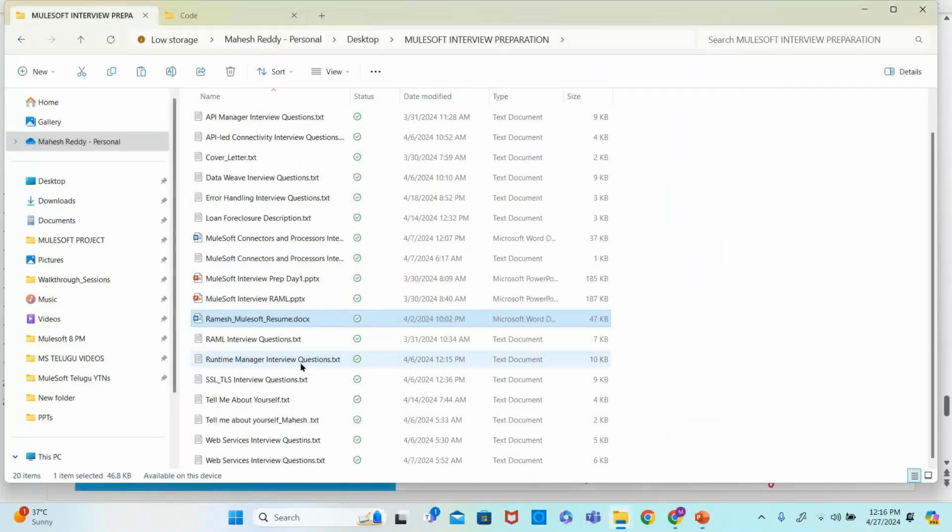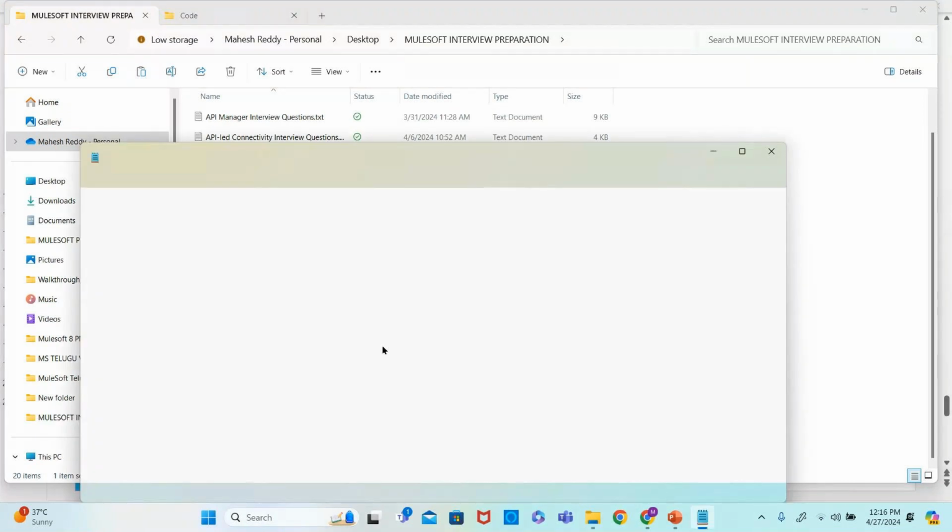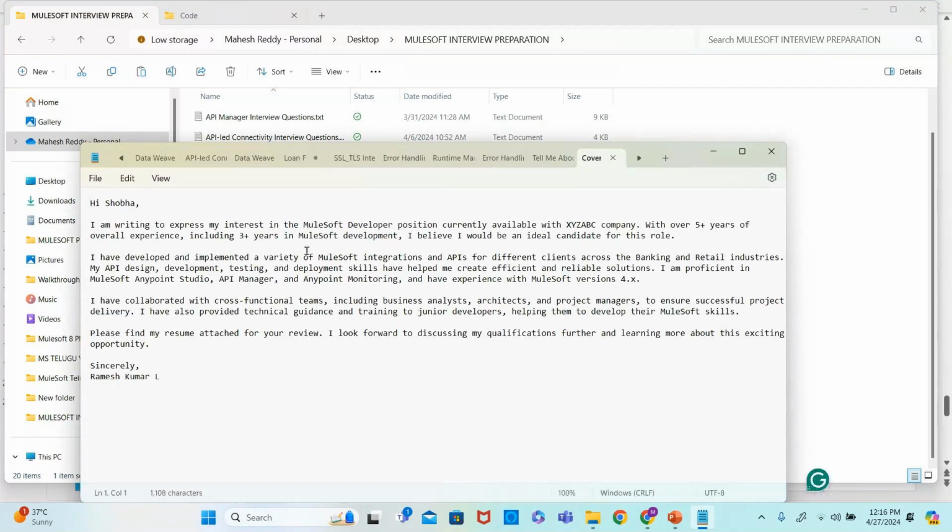And then I have also shown you the cover letter, how to use the cover letter. I have developed a sample cover letter, and I'll show you that. Okay, that is one thing.